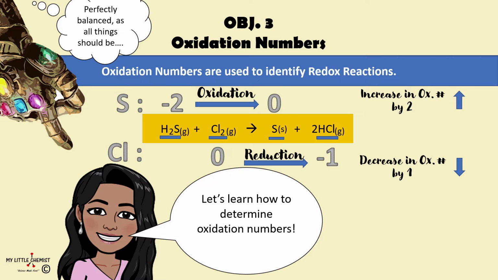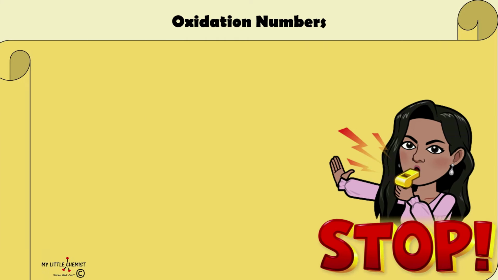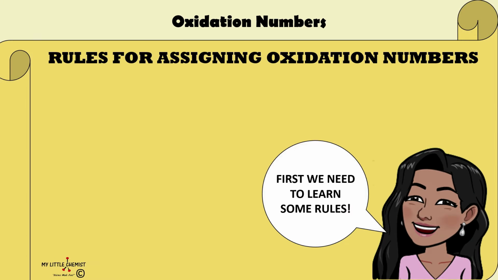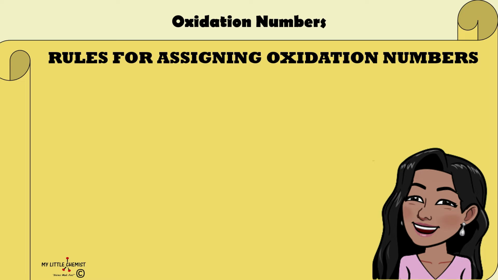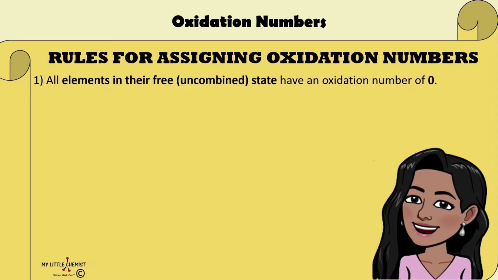Let's learn how to determine oxidation numbers. Hold up. First, we need to learn some rules. There are several rules for assigning oxidation numbers. Let's look at rule number 1. All elements in their free uncombined state have an oxidation number of 0.